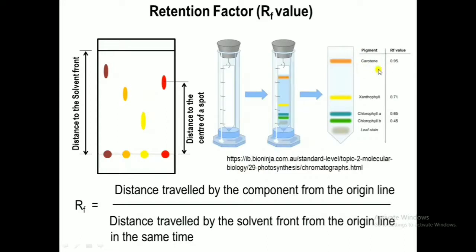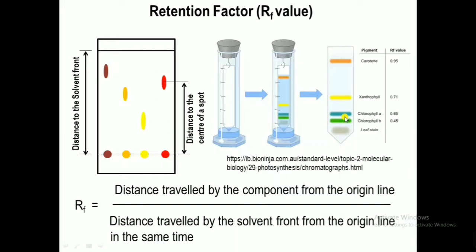Okay, so this RF value for these plant pigments will be the same if you conduct this chromatography in similar conditions. So you will get the same RF value for these components. Okay, so RF value is something characteristic of each compound. So that's very important. And if your components are colored, then definitely you can see different colored spots when you conduct the thin layer chromatography or paper chromatography.